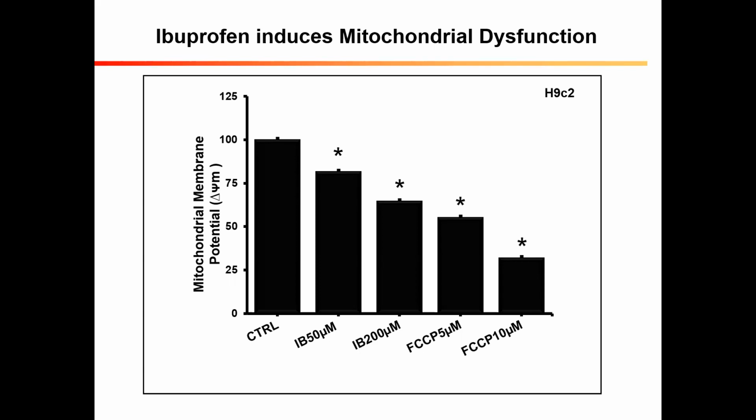FCCP is a known uncoupler of the mitochondrial membrane potential, and it's used as a control. What's cool about this is that after seeing this mitochondrial membrane potential, we went and measured ATP, and we found that ibuprofen was in fact decreasing ATP levels inside your cell, inside cardiac cells.